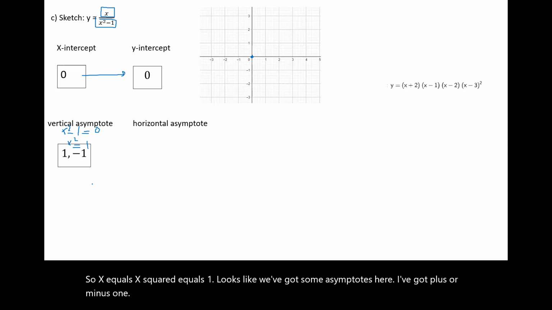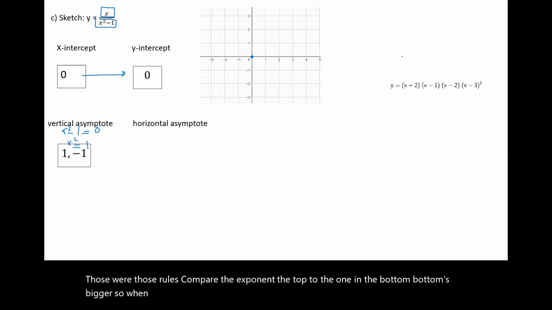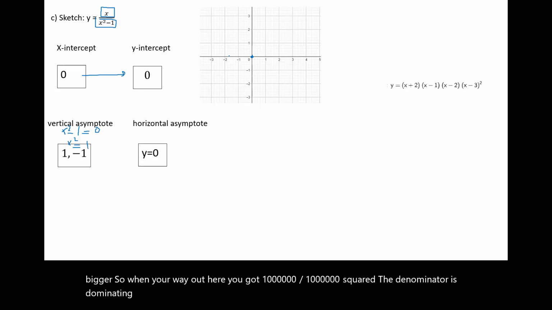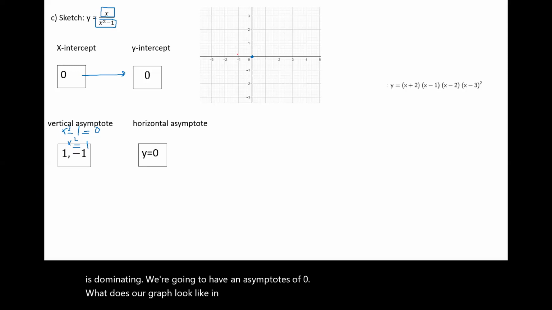Horizontal asymptote. Those were those rules. Compare the exponent in the top to the one in the bottom. Bottom's bigger. So when you're way out here, you've got 1,000,000 divided by 1,000,000 squared. The denominator is dominating. We're going to have an asymptote of 0. What does our graph look like in this situation? Horizontal asymptote of 0. Vertical asymptote of 1. Vertical asymptote of -1.